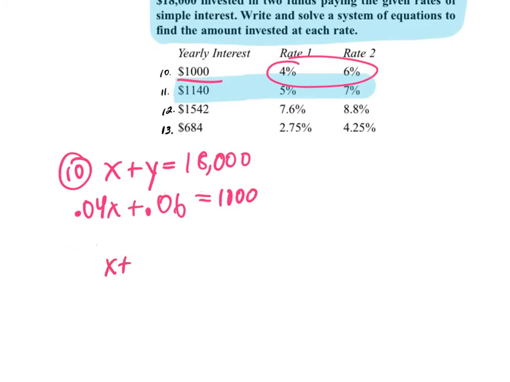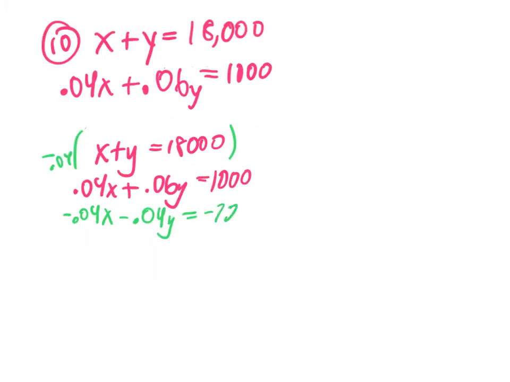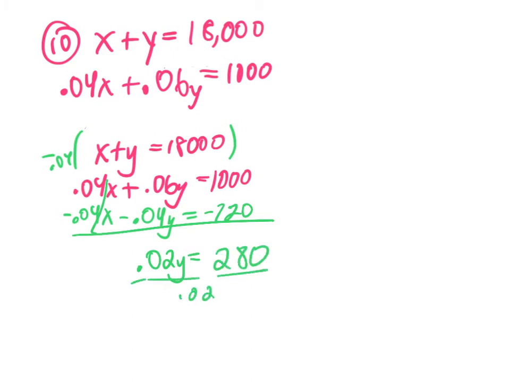You can do this using substitution or elimination. It doesn't matter, whatever you're most comfortable with. I personally like elimination better. So, I'm going to eliminate x's because that just makes more sense to me all the time. So if I multiply the top by negative 0.04, I have negative 0.04x minus 0.04y equals negative 720. Let me just add down. So I have 0.02y equals 1,000 minus 720 is 280. Divide both sides by 0.02.